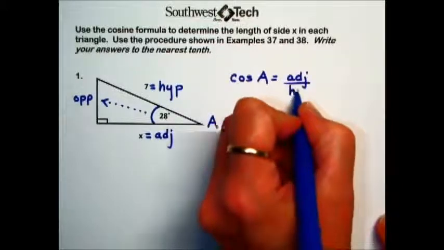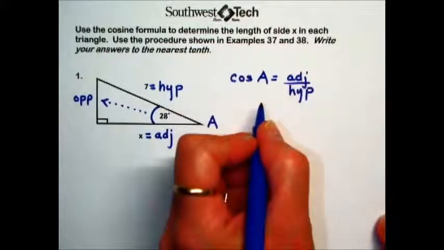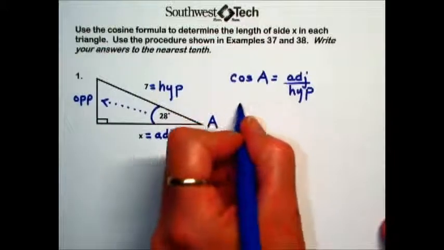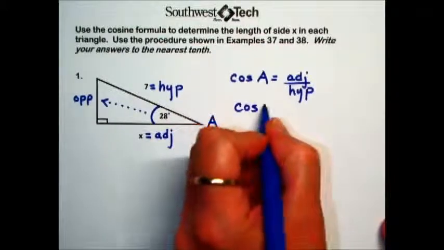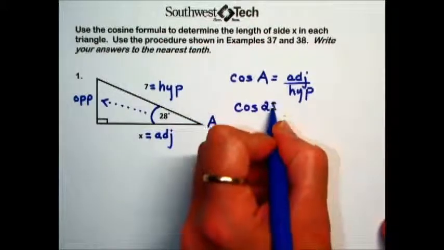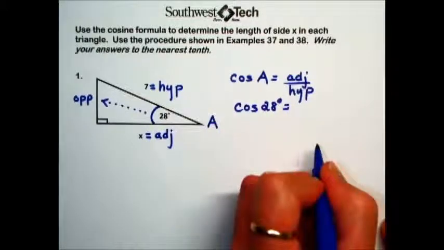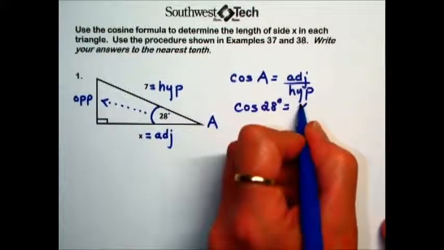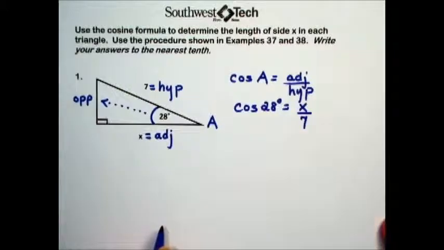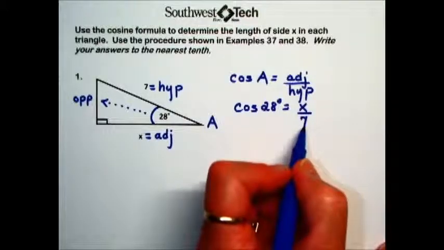Plugging in the relevant numbers, we know the angle in this problem, so we'll replace A with 28 degrees. The adjacent side is unknown. The hypotenuse has a value of 7. Next, we want to solve this equation for x. This looks a lot like an algebra equation.